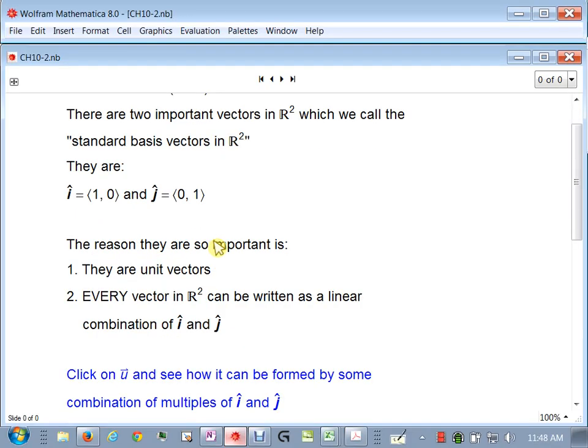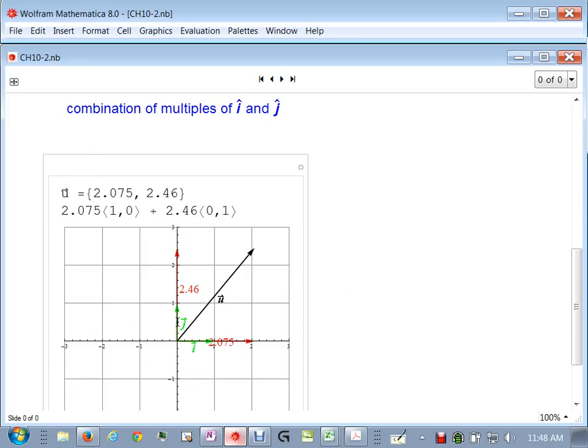The reason they are so important is that, first of all, they are unit vectors, and every vector in R2 can be written as what we call a linear combination of these two vectors, as this illustration explains. So if I take this vector, u, I can make u by taking i. Now i is the vector 1, 0, so i points out this way, right? And j is the vector 0, 1, points straight up. I can somehow put i and j together to get to the tip of that black one, can't I? I can add i and j's to get to that.